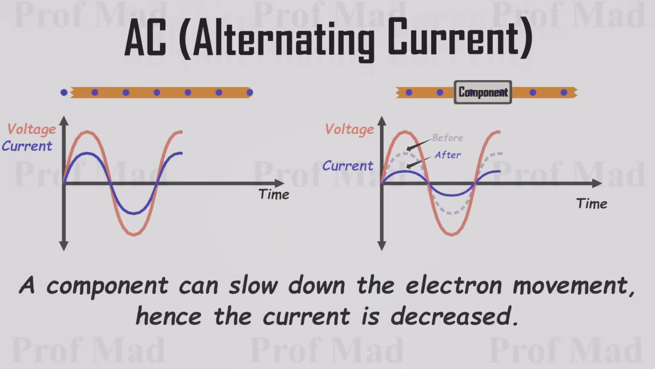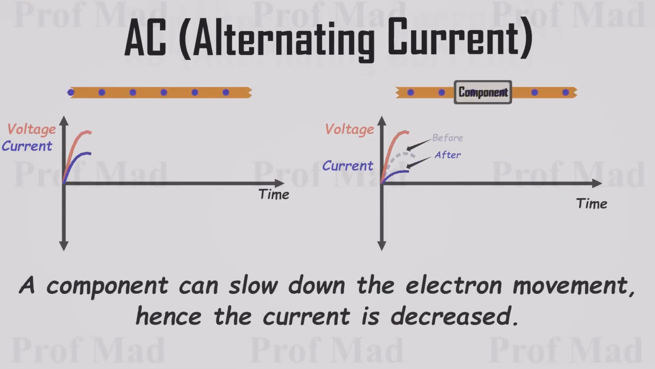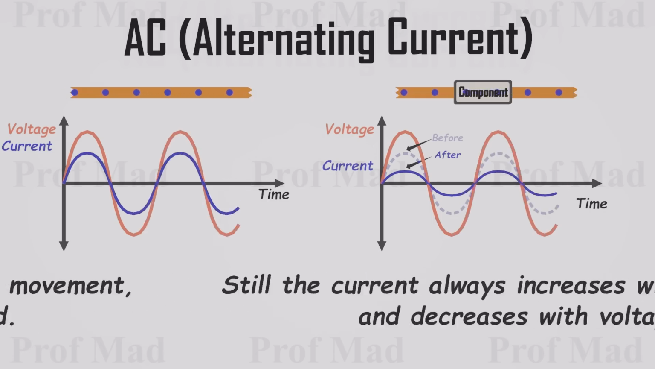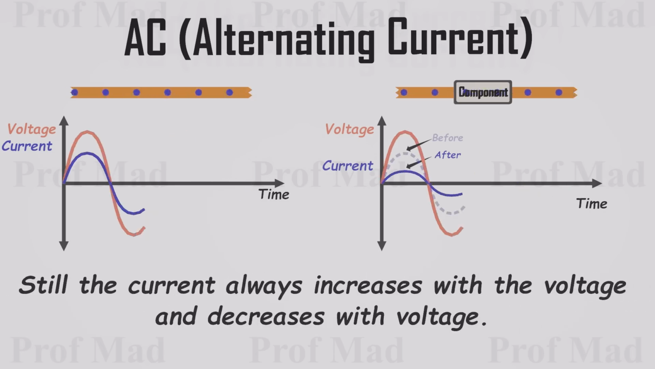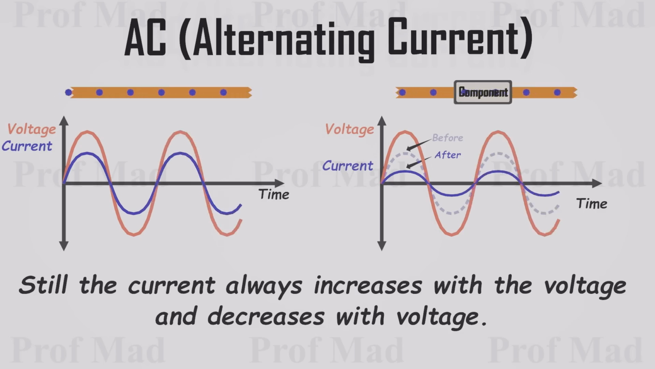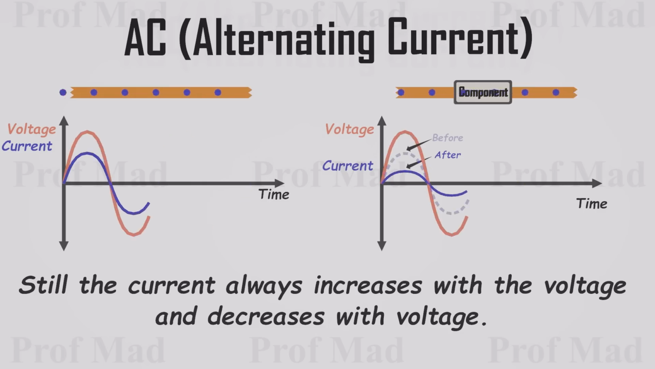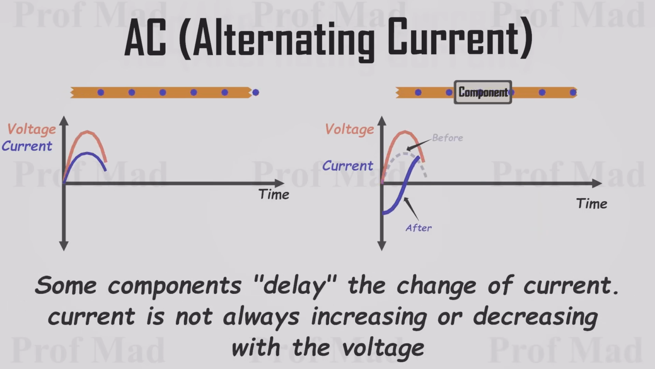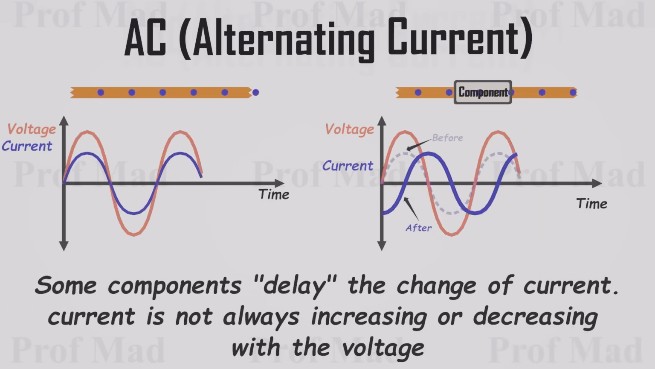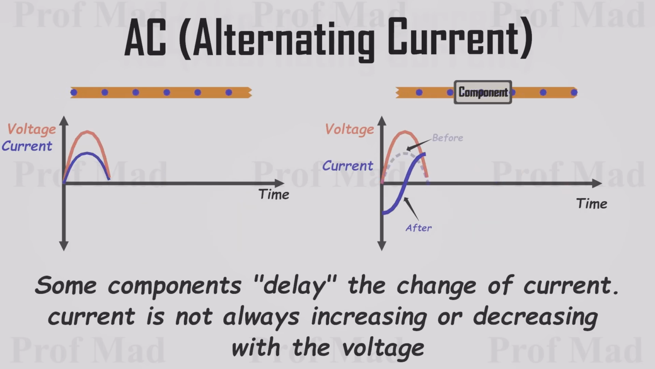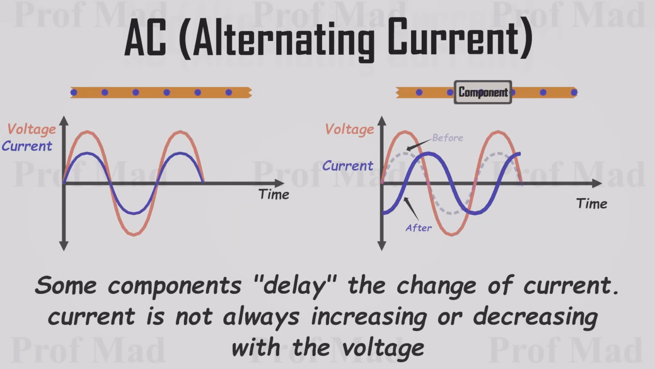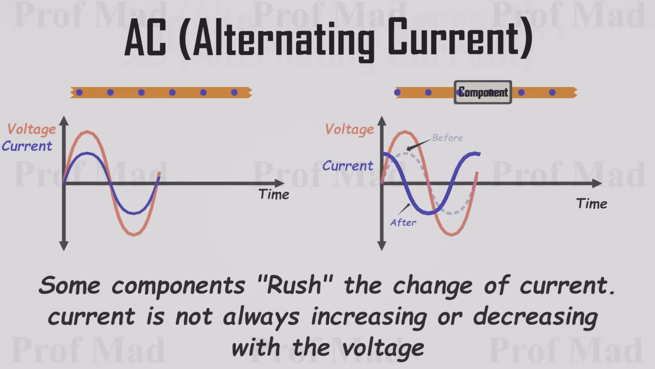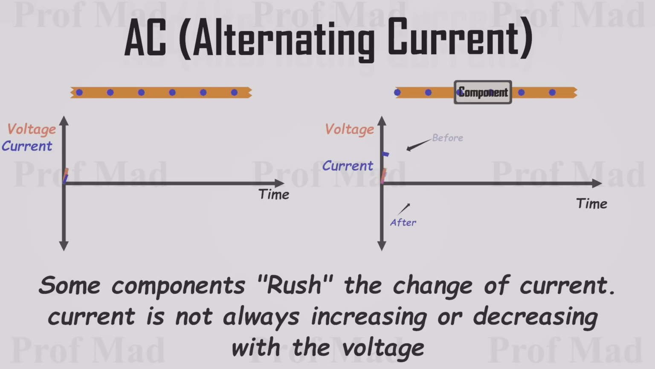A component can hinder electron flow, causing a reduction in current, much like in a DC circuit. However, it's important to note that in AC circuits, current typically follows the voltage, increasing and decreasing in sync with it. But that's not the sole way current behavior changes in AC circuits. As voltage changes, some components resist the change, causing the current to not strictly follow voltage fluctuations. Conversely, others accelerate the current changes, further complicating the relationship between voltage and current in AC circuits.